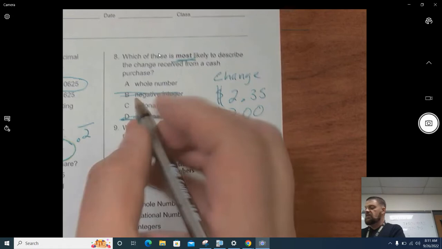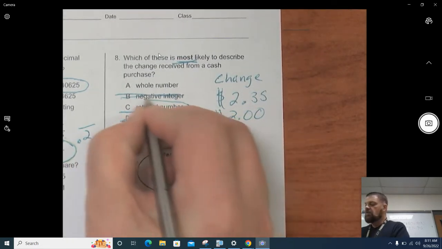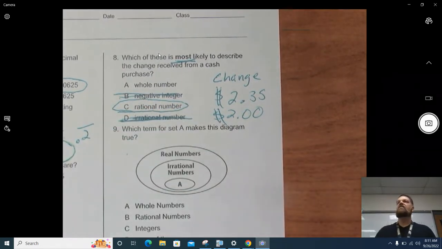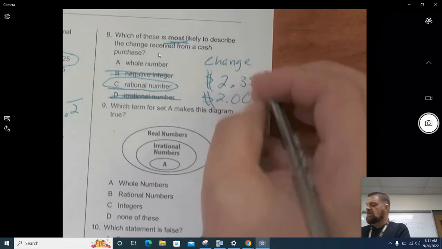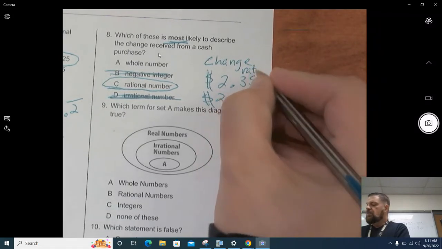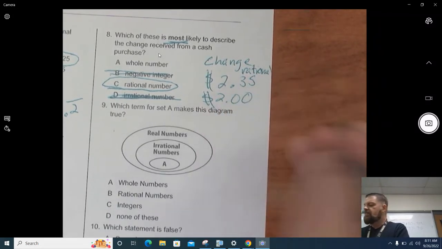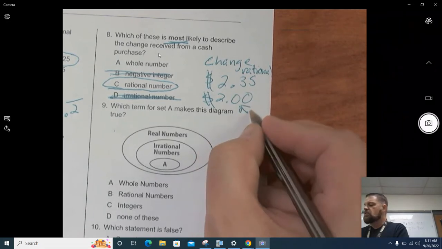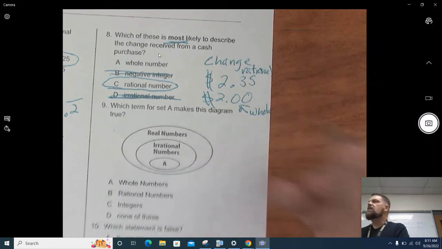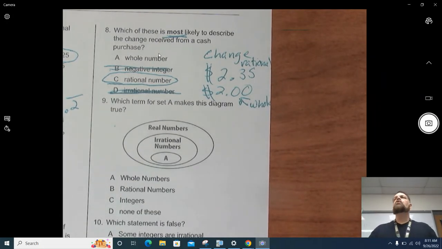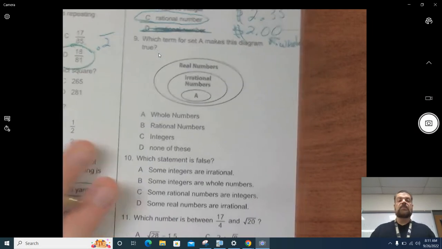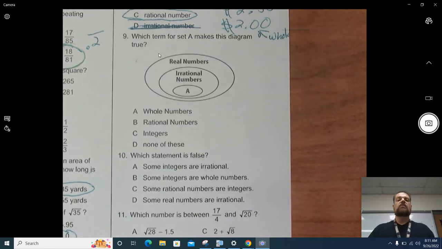Yeah, it's most likely to be C because, you know, when you buy stuff, it's always like $2.95 and then there's tax, so there'll be change. Now, if it was, and let me highlight this, write this down, 2.35 is a rational number. Technically, $2 is a whole number. Very rarely do you get exactly $2 change or $3 change. You do, but the one that's most likely is the rational number. All right, next one. Which term for set A makes this diagram true?